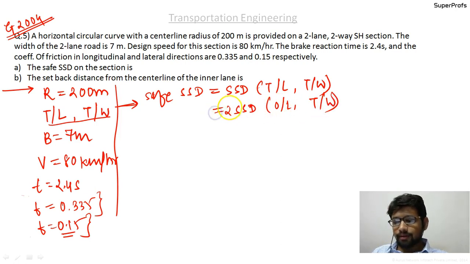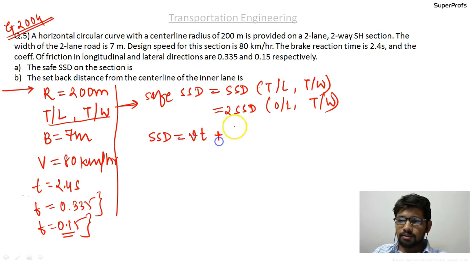You should be by now in position to tell this value very easily. So it is not the setback distance problem, guys. Here we are supposed to find out the SSD. SSD is given by the formula Vt plus V square upon 2gf.